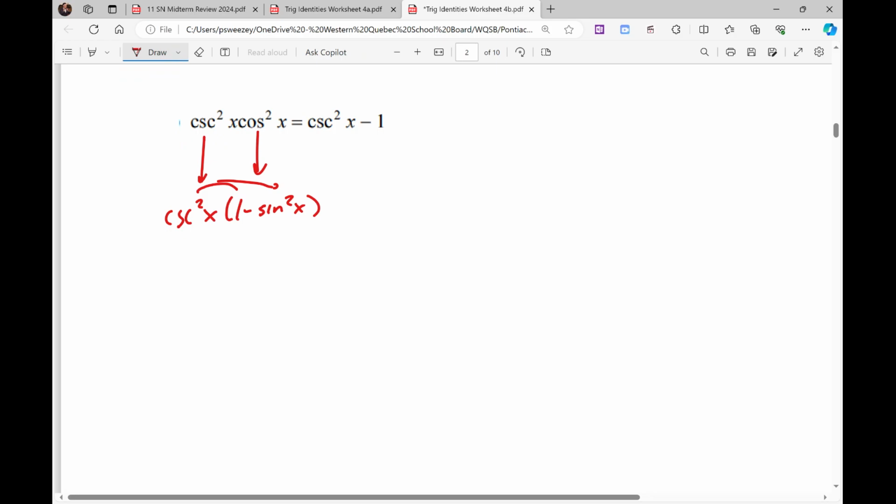Cosecant squared x is still a coefficient. So if I multiply this throughout here, what ends up happening? I end up getting cosecant squared x minus cosecant squared x times sine squared x, which looks really weird, right? All I did was multiply this with the 1 and multiplied it by the sine squared x. It's a binomial. We got a binomial here.